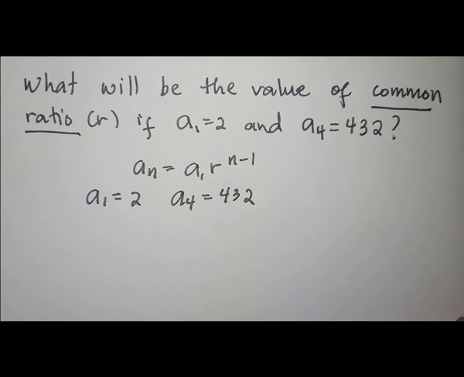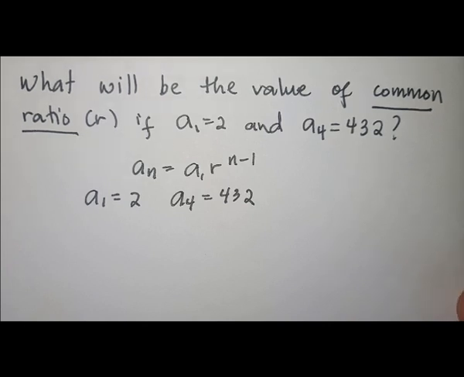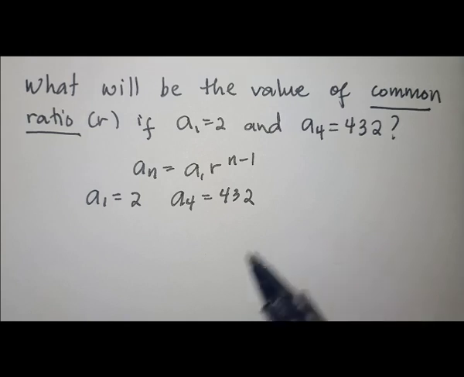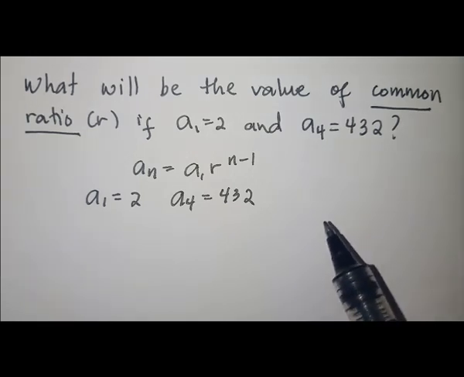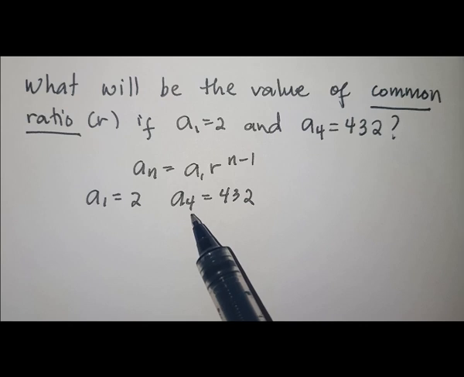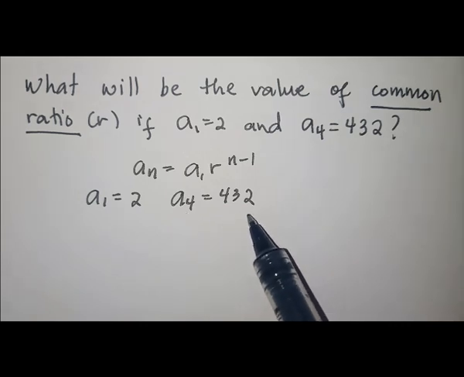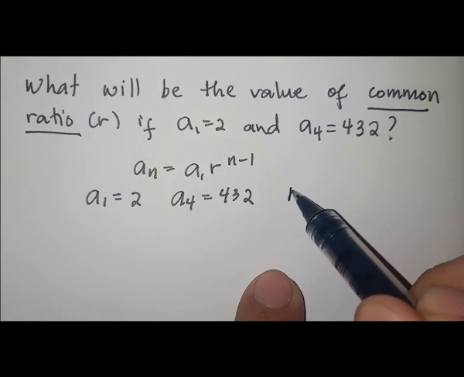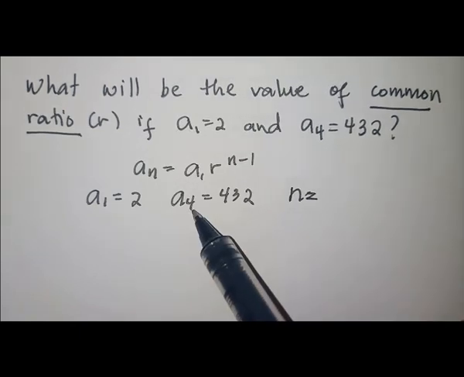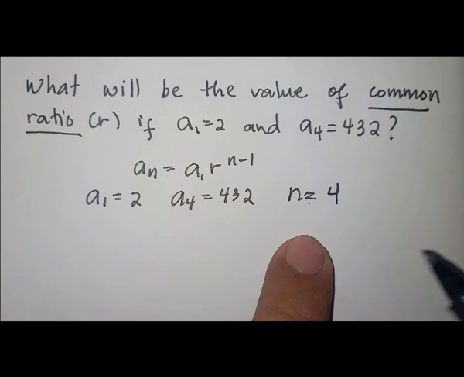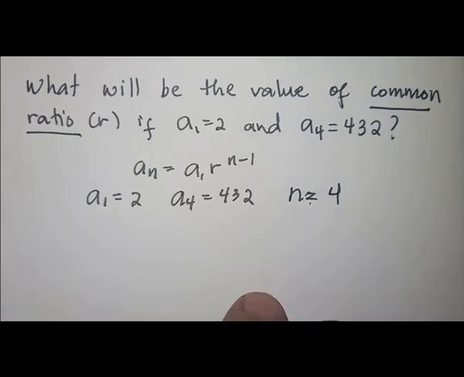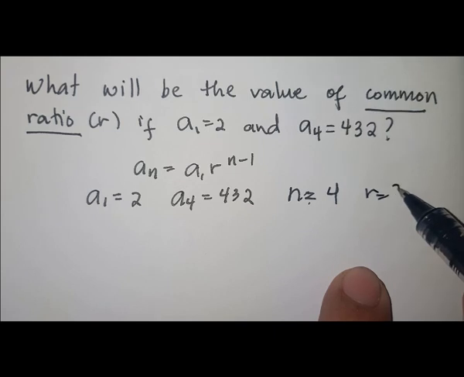So, kung mapapansin nyo, parang wala tayong value ng n. No? Pero meron. Akala lang natin walang value ng n, pero meron talaga. Okay? So, from this given, we will assume, or we will say, that a sub 4 will be the last term of geometric sequence. Okay? If a sub 4 is the last term of geometric sequence, ibig sabihin, yung n natin, dahil a sub 4 siya, ang n natin dito ay 4. So ngayon, ang hahanapin na lang natin ay yung value ng common ratio.